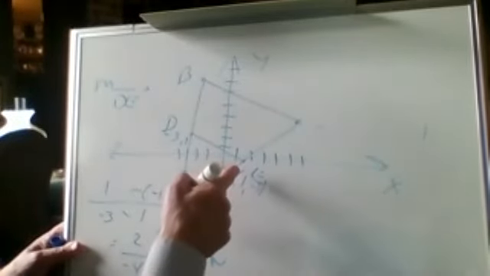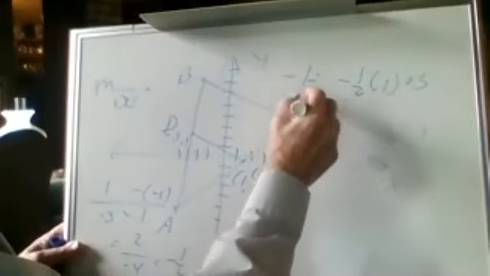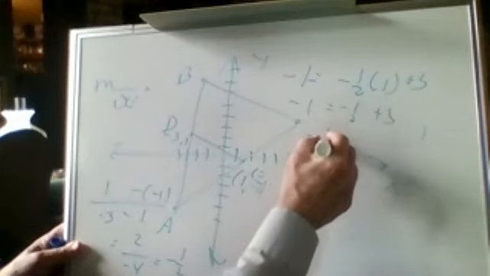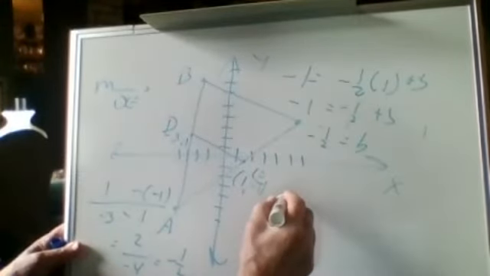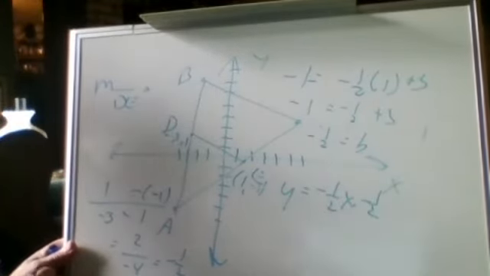So let's do some erasing while you're getting caught up. Pause, whatever you need to do. All right, so let's do, it doesn't matter, let's do point E, 1, -1. All right, so -1 equals -1/2 times 1 plus B. So this is obviously -1/2. Add 1/2 to -1, that's -1/2 equals B. So my equation is y equals -1/2 x minus 1/2. All right, that's my equation for that line, okay?